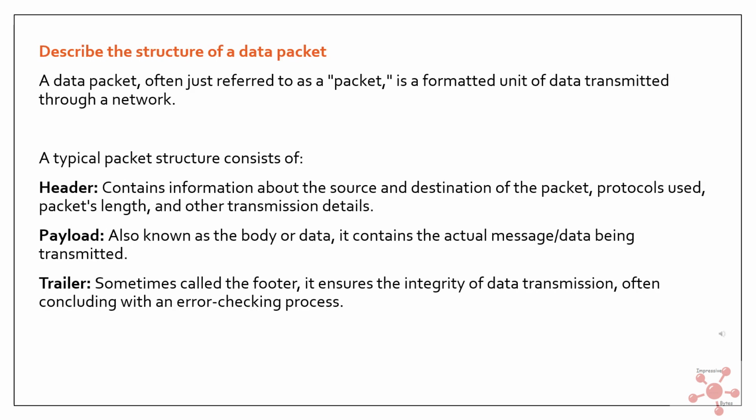Describe the structure of a data packet. Think of a data packet as a digital envelope. The header is the return and destination address, providing details about the sender, receiver, and other transmission specifics. The payload is the actual letter or message inside. And the trailer? That's like the seal on the envelope, ensuring the message remains intact and error-free.